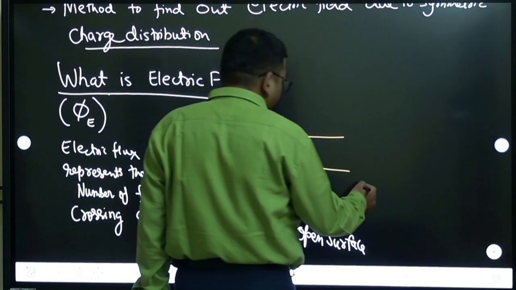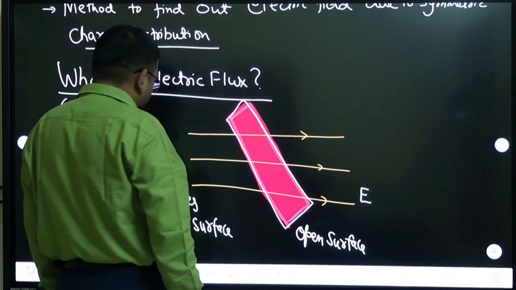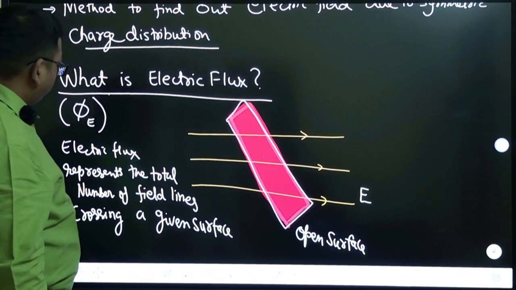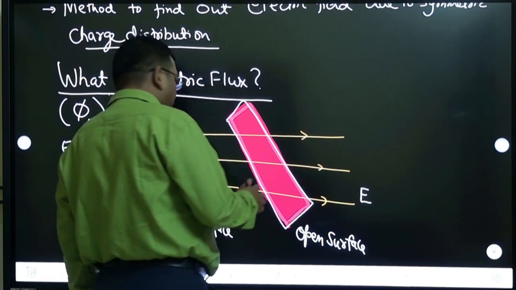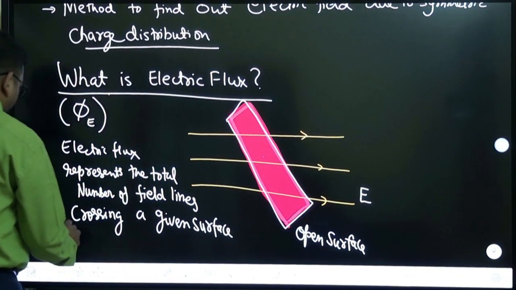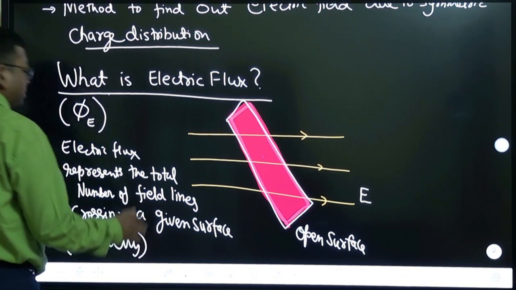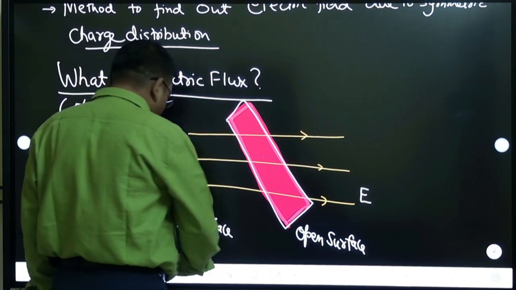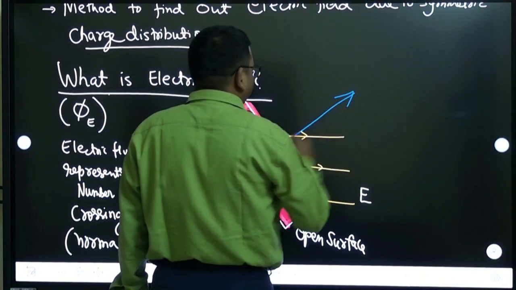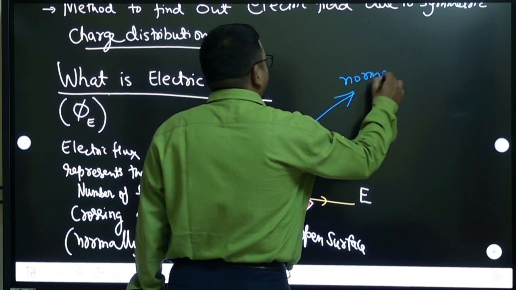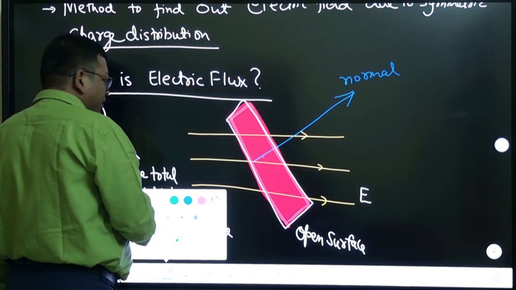This is the electric field. Okay. So for that, note that crossing the given area means how many field lines are crossing, but we need to see how many field lines are crossing normally. Normally means perpendicularly. So we need to draw a normal here. This is normal to this, and let us represent area as a normal vector.